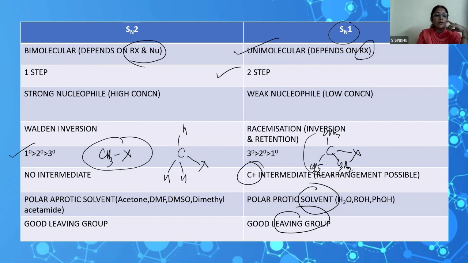Now coming on to solvents, the nature of the solvent. In the case of SN2 reactions, the solvent used is a polar aprotic solvent, whereas in SN1, it is a polar protic solvent. I've given some examples also. Water is the best example of a polar protic solvent. What is the need of having a polar protic solvent in SN1 mechanism? What is the need?